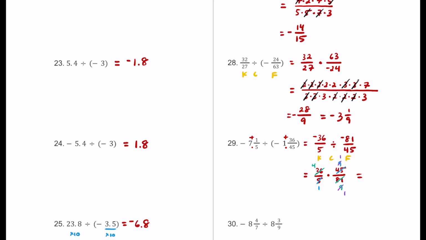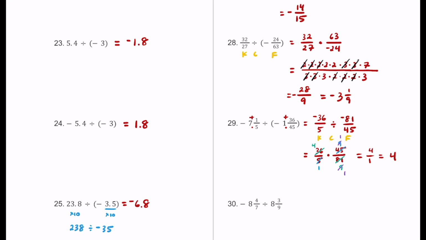Going ahead here, let's see, we really have 4 times 1 left on top and 1 times 1 on bottom. So we're gonna get 4 over 1, which is really just equal to 4. So that would be the quotient here. And it's a positive 4, because remember, a negative divided by a negative is going to be a positive, because we had two opposites. Here is one final problem.